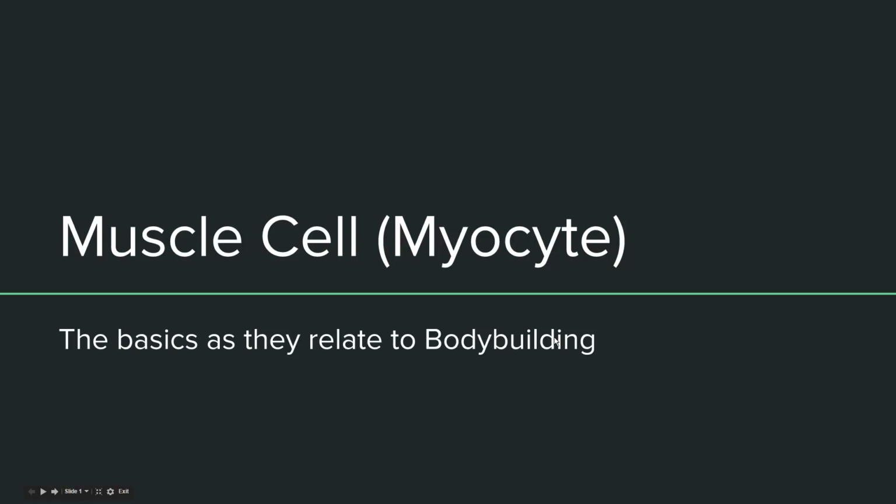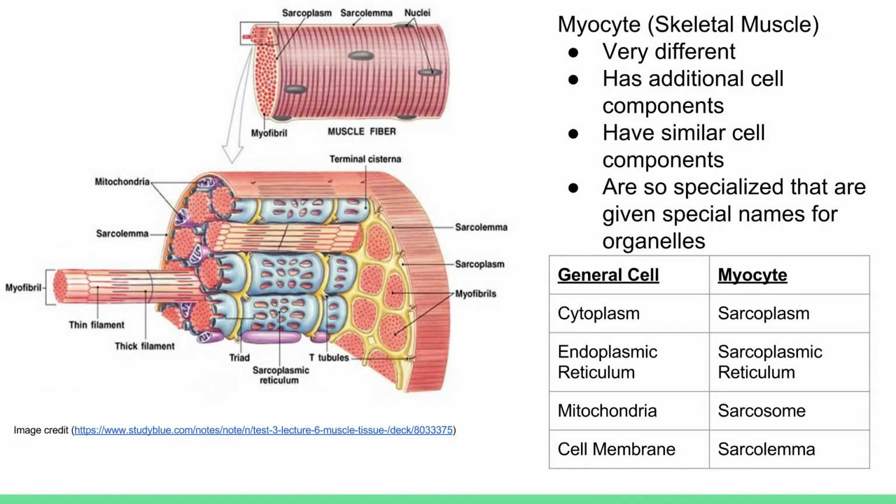Alrighty, here we are, guys. Welcome. This is the muscle cell, otherwise known as the myocyte. The basics as they relate to bodybuilding. On the left here is your muscle cell, and as you'll notice, it's completely different than the cell I showed you guys in my first video. That's my very first point. The second thing is there are a lot of additional components, these myofibrils, these fibers. We'll talk at large about that later in the video and in other videos. But just know that there are a lot of additional things here that make it a skeletal muscle cell.